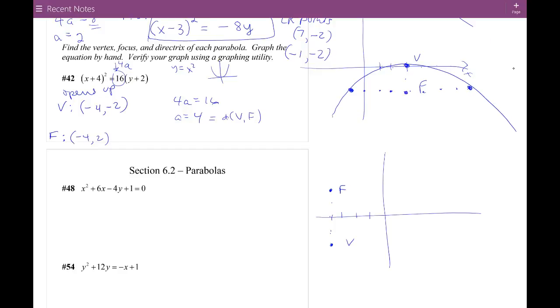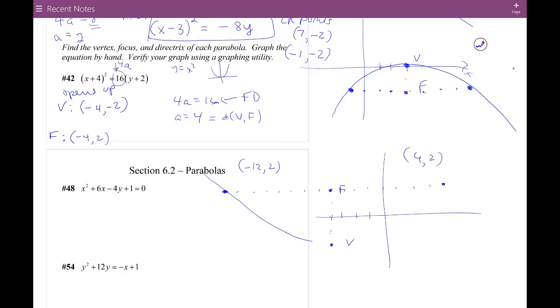Okay, then at the focus, the parabola needs to be 16 wide, so 8 each way. 1, 2, 3, 4, 5, 6, 7, 8. And 1, 2, 3, 4, 5, 6, 7, 8. So I can read off my graph the coordinates of these points: (4, 2) and (-12, 2). And again, plug these into your equation and make sure it really works.